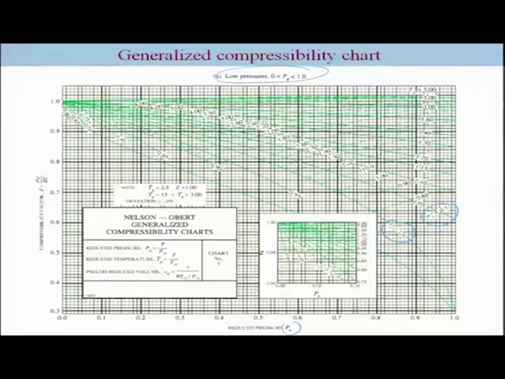So, this was a very quick introduction to properties, particularly the phase diagram, the utility of the tables and equation of state. We will continue our discussion in the next lecture. See you in the next lecture.